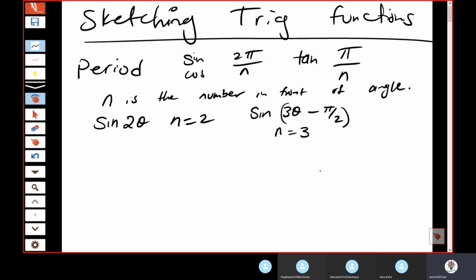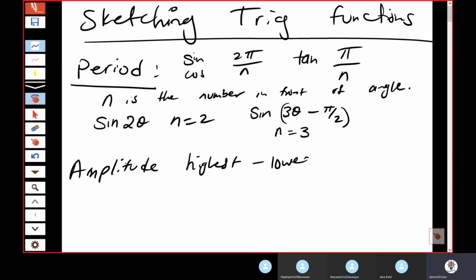Period just means, I guess, how many times sine, cos, or tan would occur. So I'll explain that as we do a few more, but you'll need to know period, and then the next word is called amplitude. Amplitude is just your highest and lowest point. So pretty much how high and how low your trig curves will go.